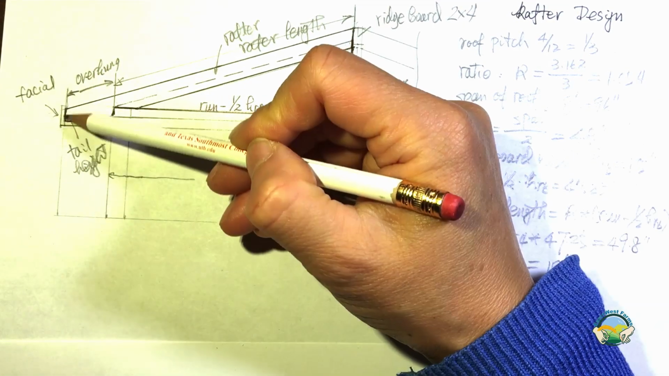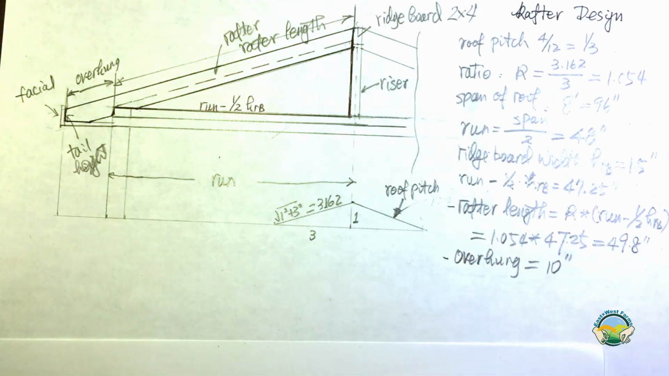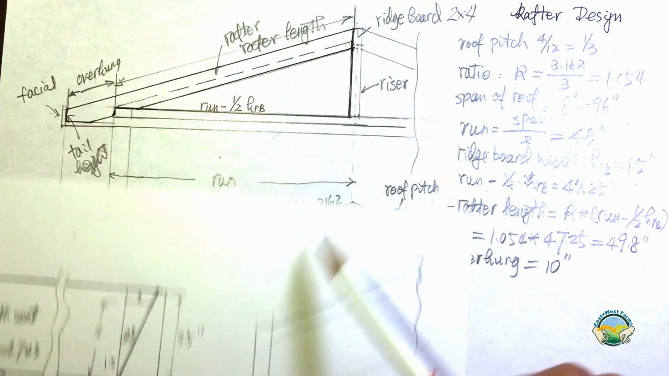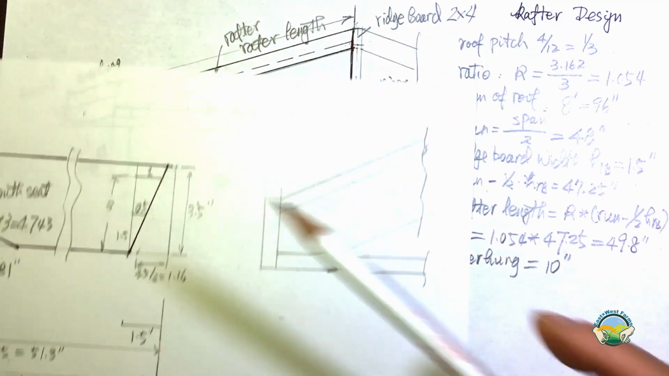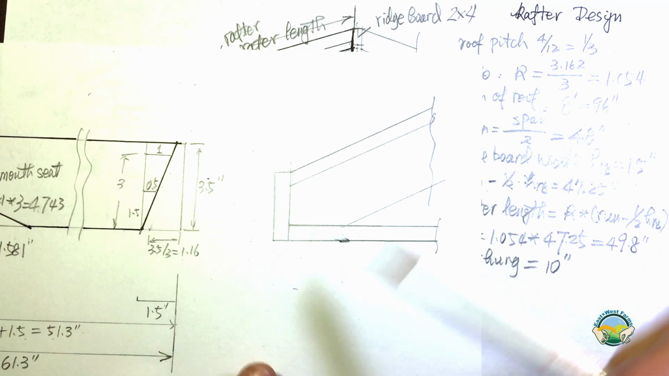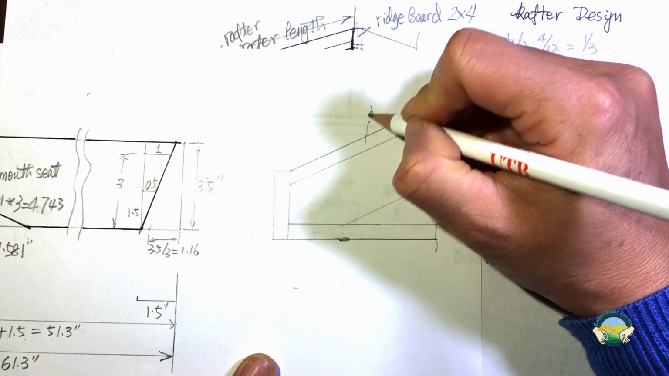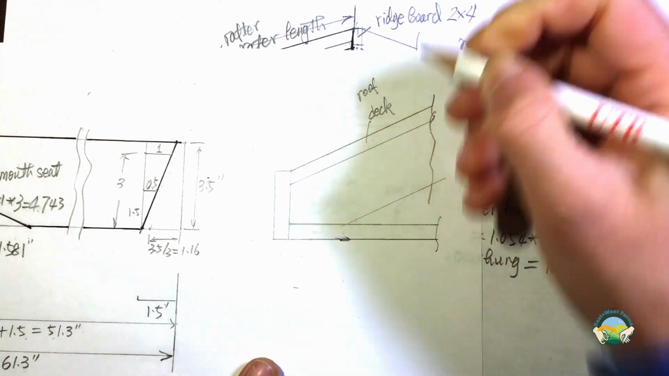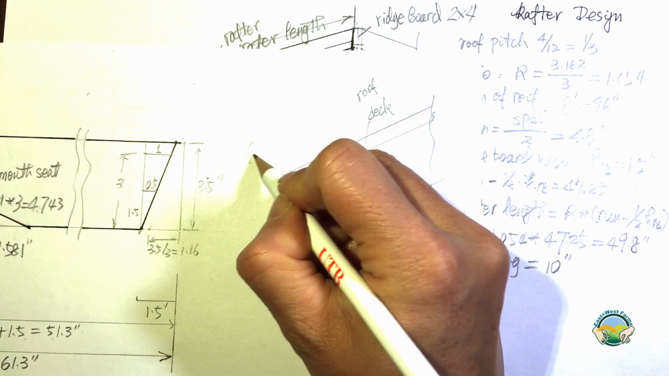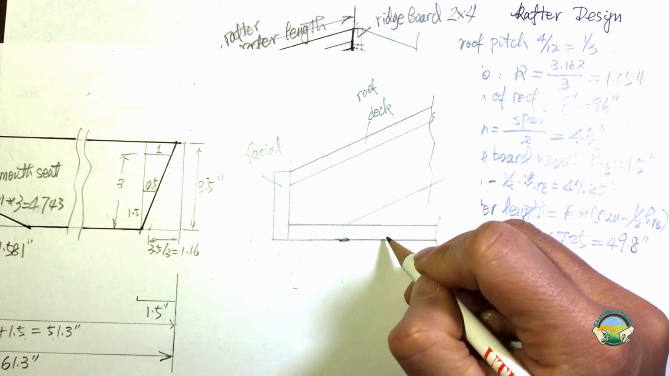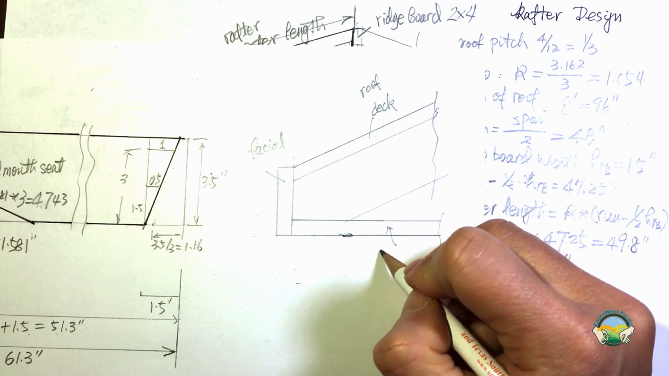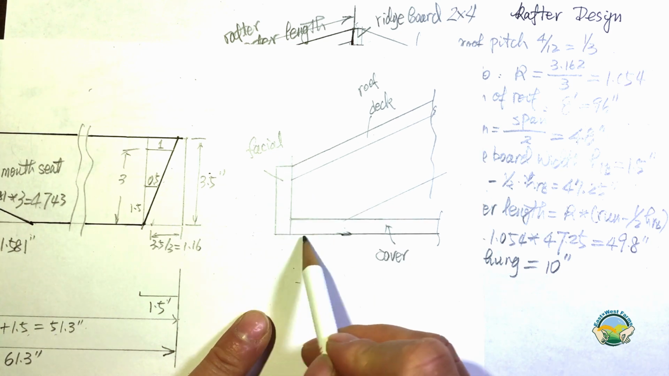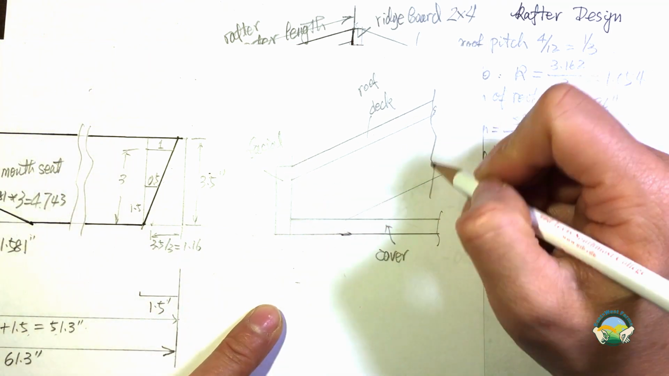H-E-I-G-H-T. To calculate the tail height, you need to take quite a few things into consideration. What I show over here is a blown-up view of the tail end of the rafter. So what I have here is the roof deck. And this is the fascia. And then there's a technical name for that, I just call it the cover. In this case, I assume the cover is flush with the fascia. This is my rafter over here.